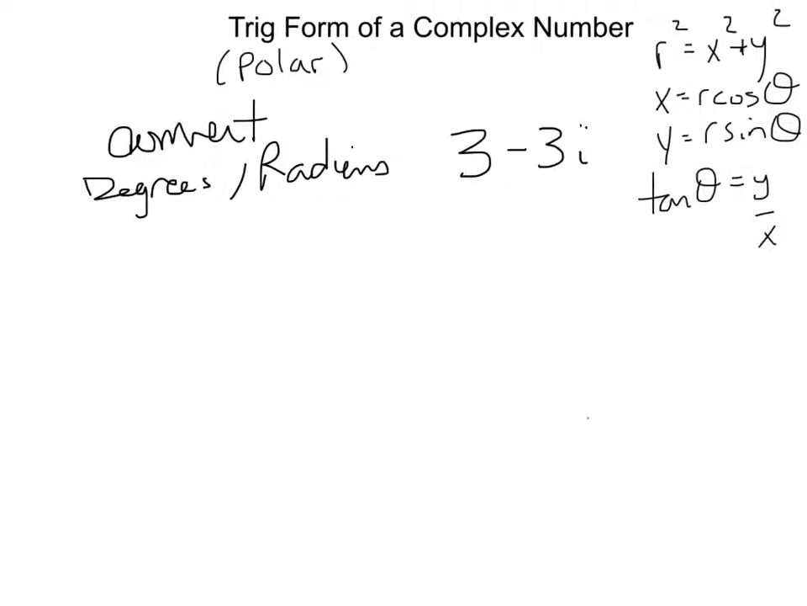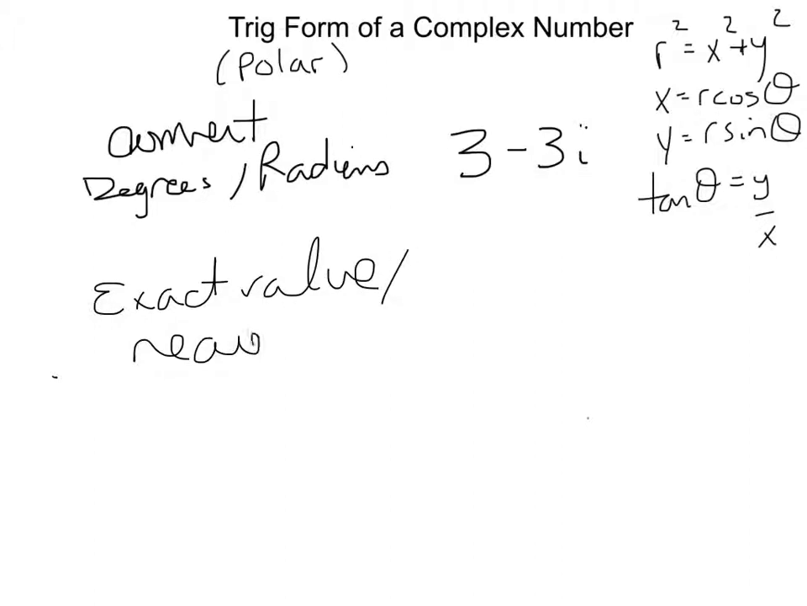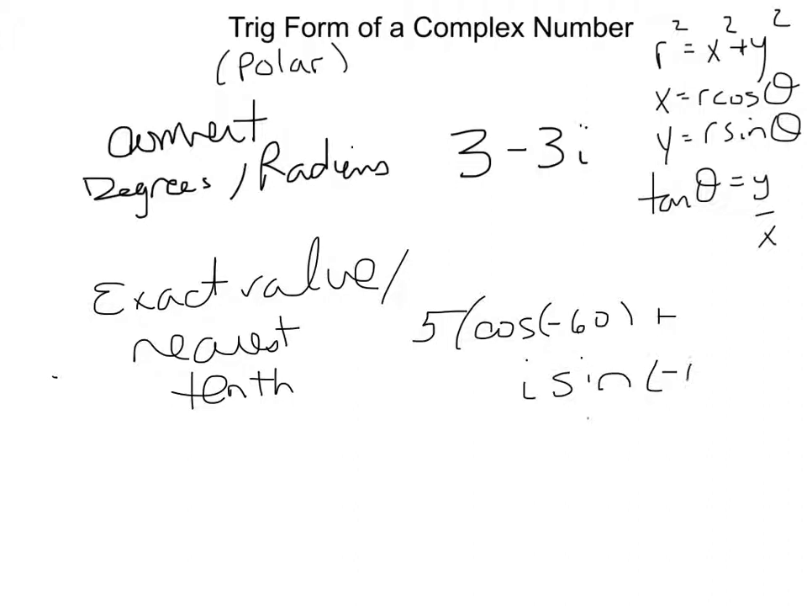And let's do another one. Why don't we convert to complex form, and why don't we do exact value, and also to nearest tenth. So both ways. And let's do a hard one. This is a bit of a tricky one. 5 times cosine negative 60 plus i sine negative 60. So hit pause, try them, and I'll put the answers up. Good luck.